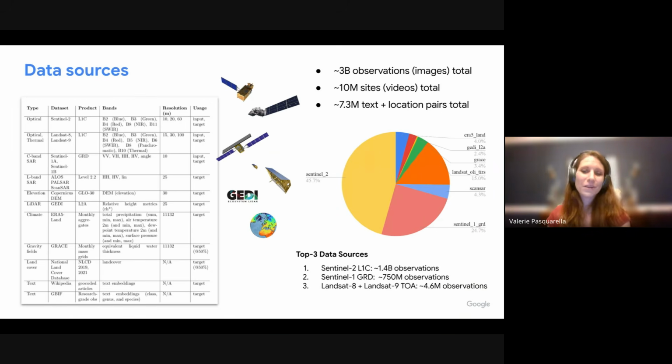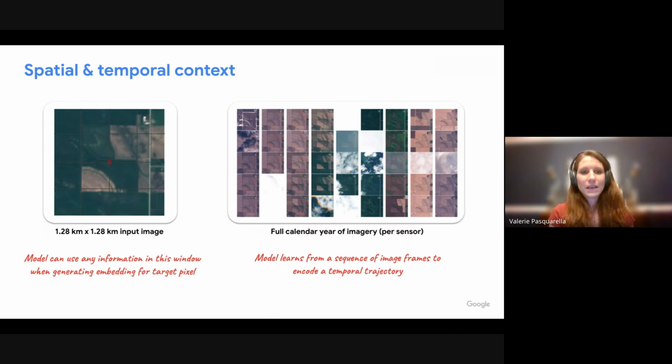Sentinel-2 is by far our dominant data source with about 1.4 billion observations, with big contributions from Sentinel-1 and Landsat as well. And as I mentioned earlier, the model does include spatial and temporal context. Unpacking a bit more of what we mean there, the model gets about 1.2 kilometers by 1.2 kilometers of spatial context as a field of view when it's generating an embedding for a given pixel. To see what that looks like in an image, the red square is a little bigger than a pixel, but at the center there, that's about how much information the model sees when it's creating that embedding vector.